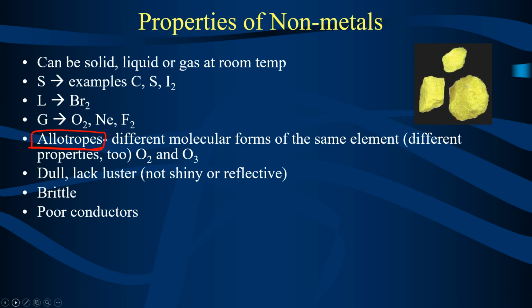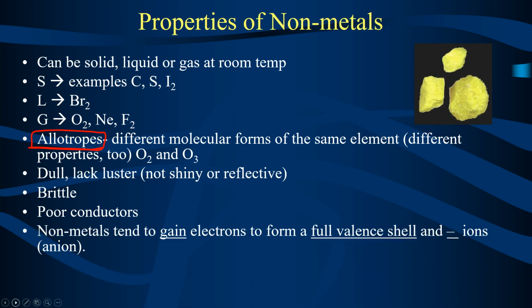Now, metals tend to form cations. Nonmetals tend to form anions. So they tend to form negative ions, or an anion. And the way that they do that is by gaining electrons.